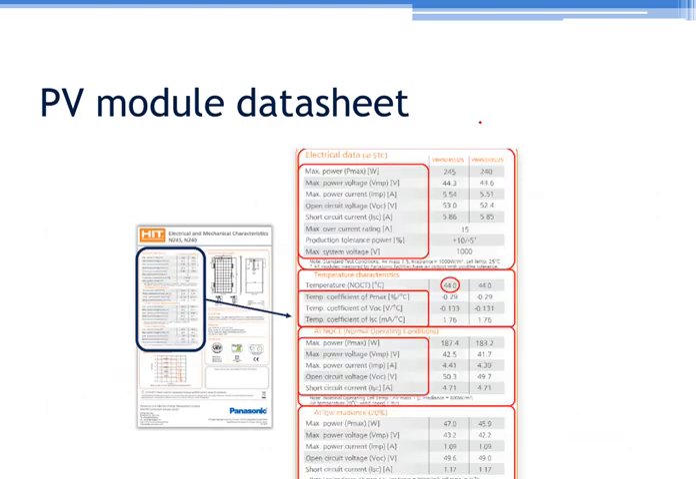Now the same data sheet contains various electrical parameters. Electrical data is given here for the 245 model. Maximum voltage here is 44.3 volt, maximum current is 5.5 ampere, open circuited voltage is 53, and short circuited current is 5.8. Then temperature tests are done, and apart from this various other technical things are discussed.